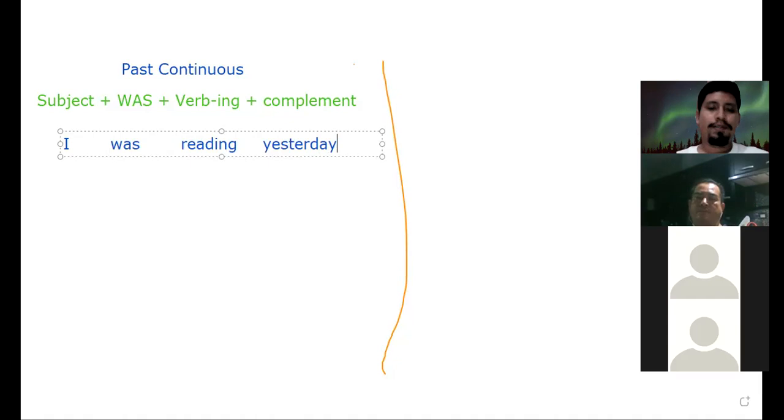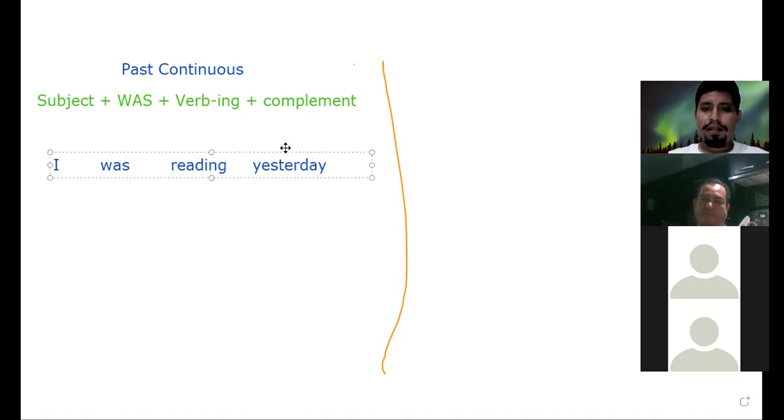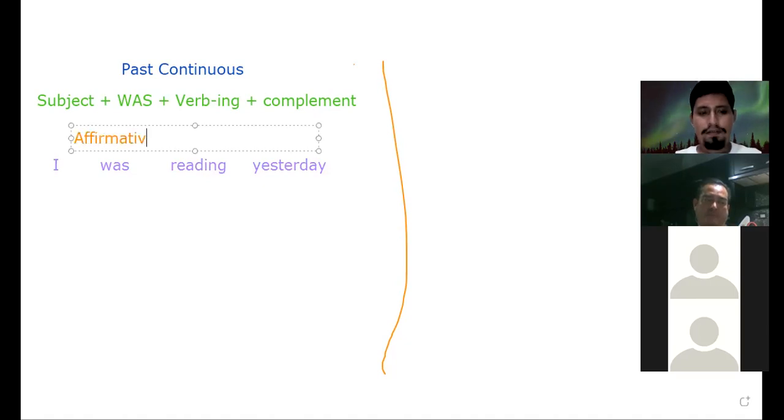So we're going to base the following explanation on this sentence: I was reading yesterday. As you notice here, we have these four elements for constructing sentences using the past continuous. This is what we call an affirmative sentence in past continuous. Just give me a second, I'm going to write it down here, using another color. Okay, this is what we call affirmative.